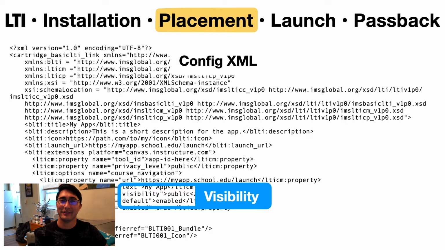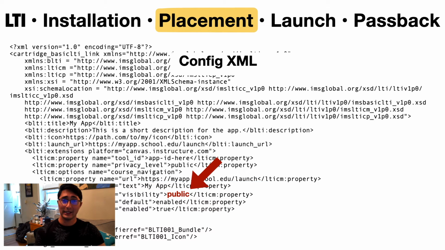So how do we figure out what a tool's visibility tier is? This is also in the config XML. So there's a line called visibility, and in this example, we see that visibility is set to public. Let's say this is a discussion tool and we don't want everyone across the world to see the discussions. So this is a big red flag that the tool's config XML says that the visibility should be public.